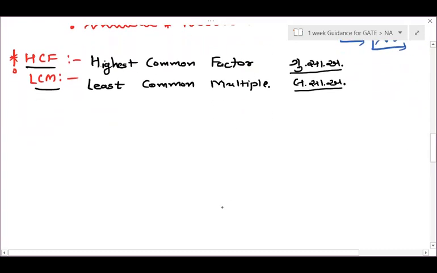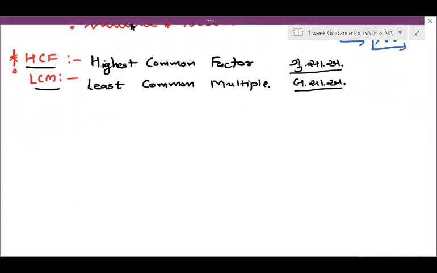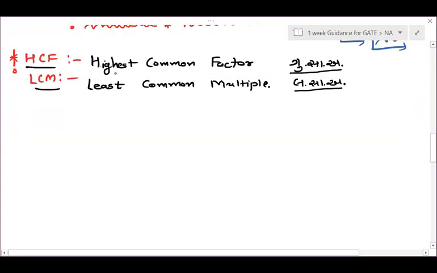Highest common factor and least common multiple. So when to use which, when you can use HCF, when you can use LCM. Let us see one or two questions based on them. If I'm asking you what is LCM of 4, 6 and 8, I'm not asking you the method. You know the method of how to find LCM, but you're not knowing what its meaning is.